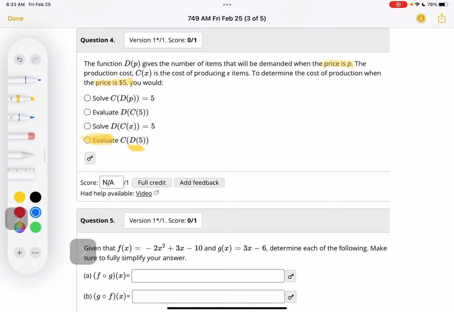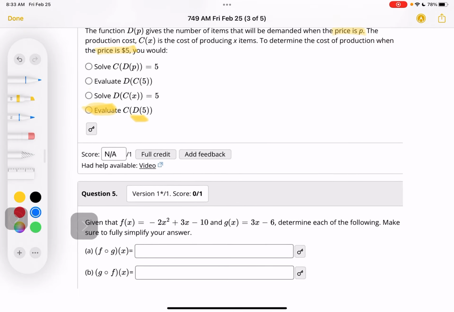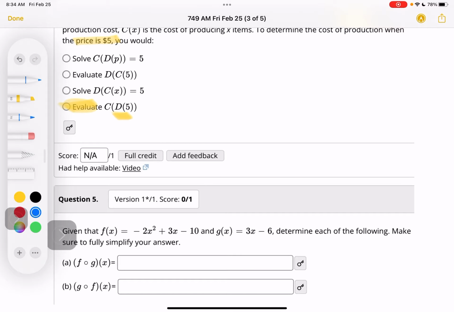Okay, let's go on to the next one. Given that f of x equals 2x squared plus 3x minus 10, and g of x, I blew that up way too big, is 3x minus 6, determine each of the following. So we want f of g of x. What this notation means, f of g of x does not mean fog. It does not mean fog times x. It means f of g of x.